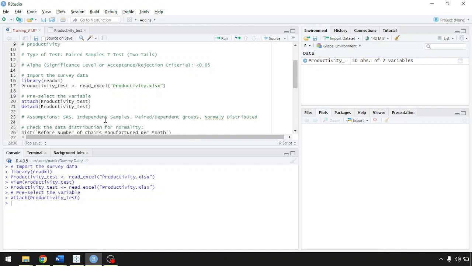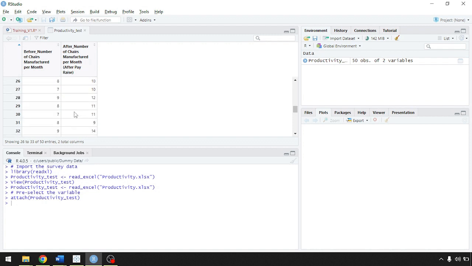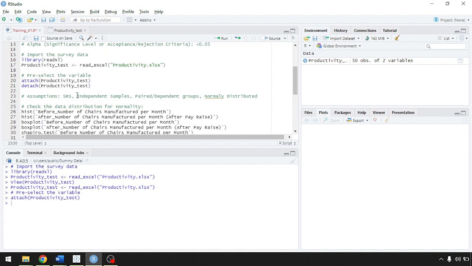A couple of important things about the paired sample test are the assumptions. The first is that it is randomly selected samples. It's SRS. In other words, these 50 people that we went out and collected survey data from, the paired sample test assumes that these data are randomly selected. In other words, everyone in this survey had an equal chance of being selected for the survey. The second assumption is that they're independent samples. It means that they were taken at two different times.